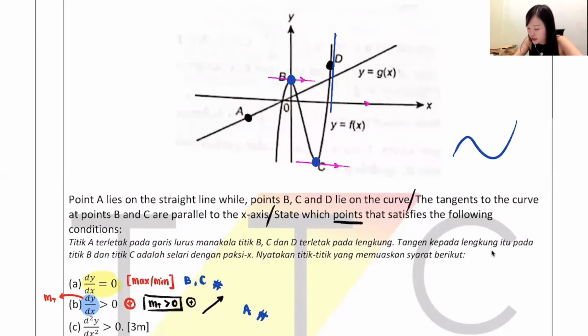Not turning point, also okay. Because we are talking about the tangent. Everything we're talking about is tangent. Like this one, dy/dx equals 0, also talking about tangent. But I think what they say makes sense, because they're asking me to state which point satisfied the following condition. No, actually, I think what you say is also correct.